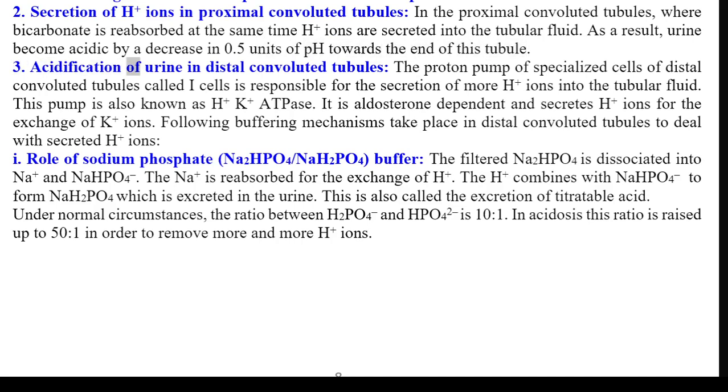3. Acidification of urine in distal convoluted tubules. The proton pump of specialized cells of distal convoluted tubules called I cells is responsible for the secretion of more H+ ions into the tubular fluid. This pump is also known as H+/K+ ATPase. It is aldosterone dependent and secretes H+ ions for the exchange of K+ ions. The following buffering mechanisms take place in distal convoluted tubules to deal with secreted H+ ions.